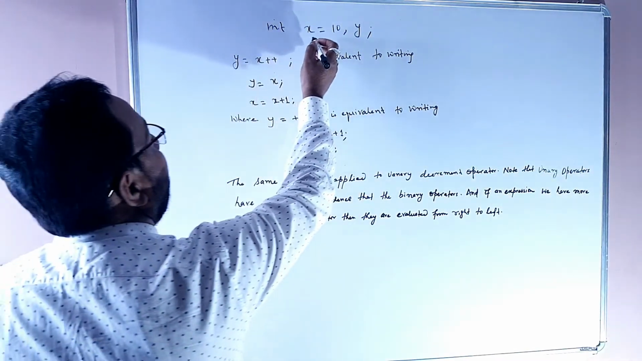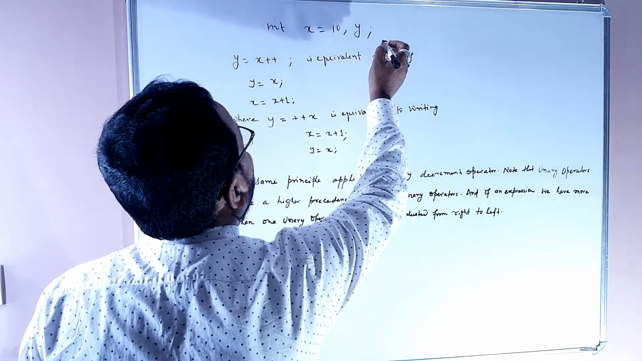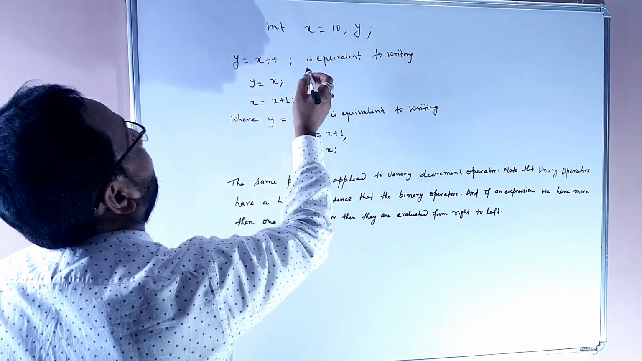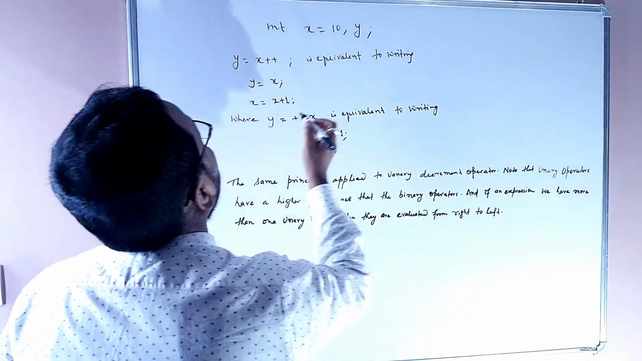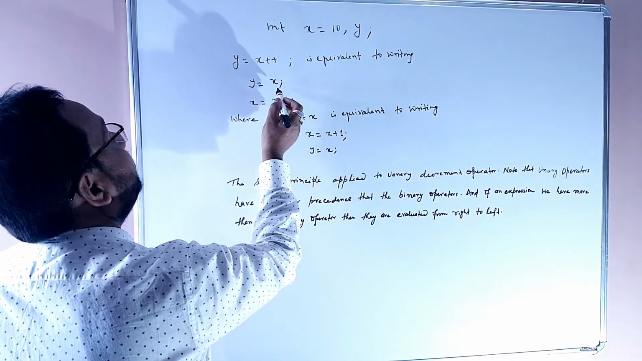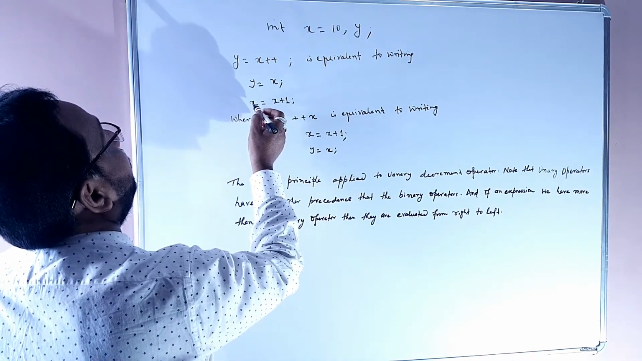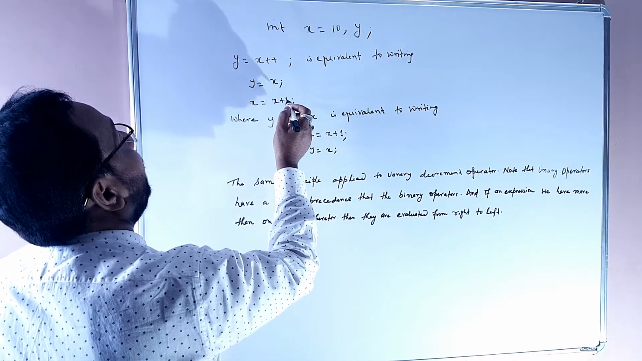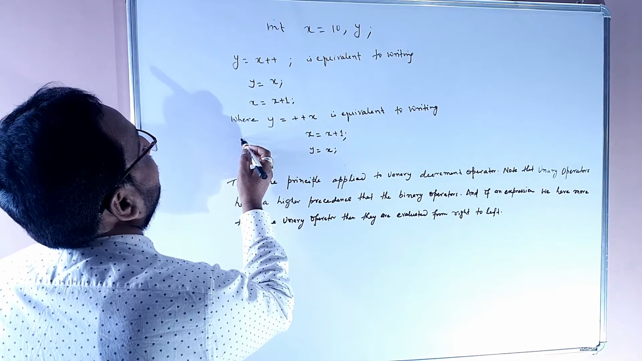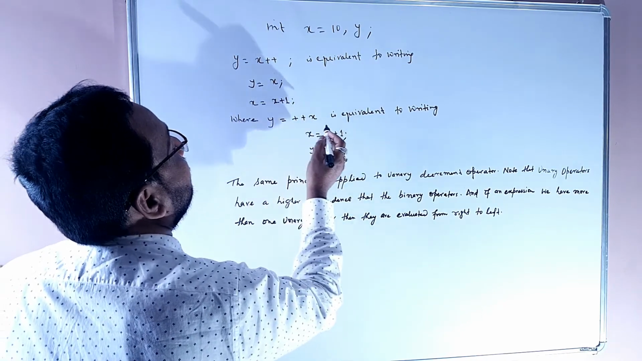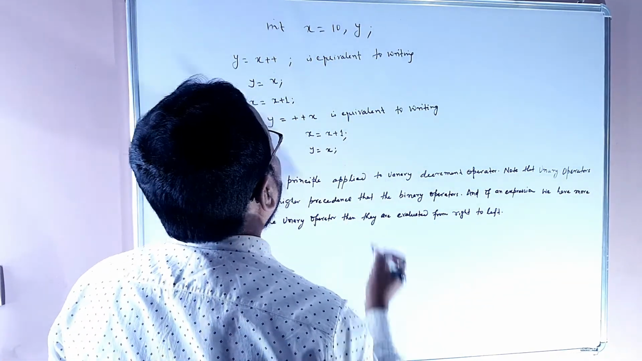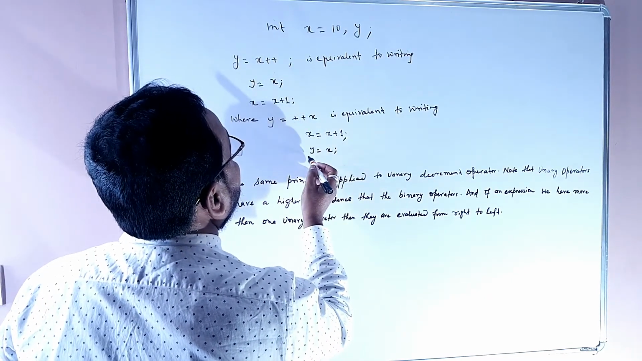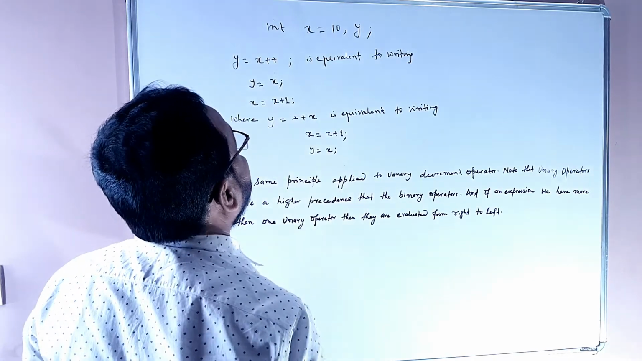Here, int x = 10, y; y = x++ is equivalent to writing first y = x, then the incrementation x = x + 1, whereas y = ++x is equivalent to writing x = x + 1, then y = x.